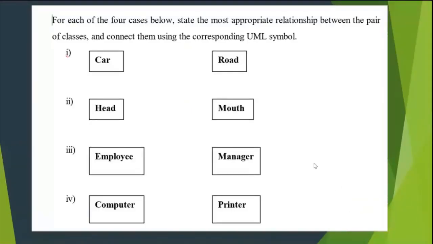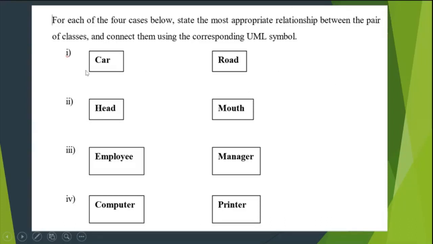Okay, so now the next question. Sometimes we give you this kind of question. For each of the 4 cases below, these are the classes, state the most appropriate relationship between the pair of classes and connect them using the corresponding UML symbol. So there are 2 questions here. One is what is the relationship between them, and then you have to put the symbol as well.